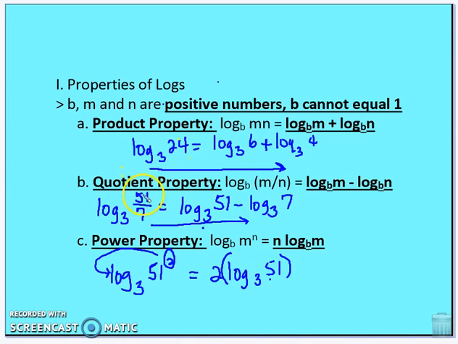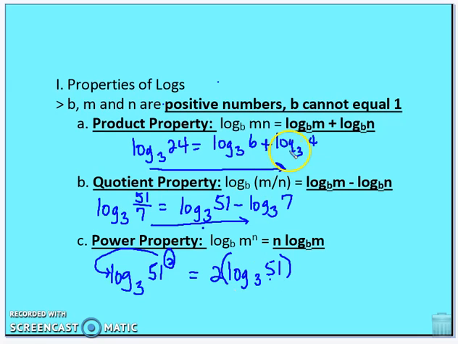The quotient property says you can take the quotient and separate it into dividend and divisor. So log base 3 of 51 over 7 is the same as log base 3 of 51 minus log base 3 of 7. The power property says log base 3 of 51 squared is the same as 2 times the entire quantity of log base 3 of 51. And again, this goes in both directions.